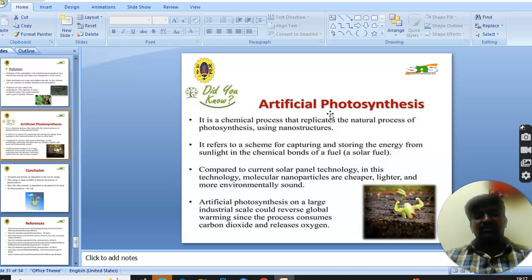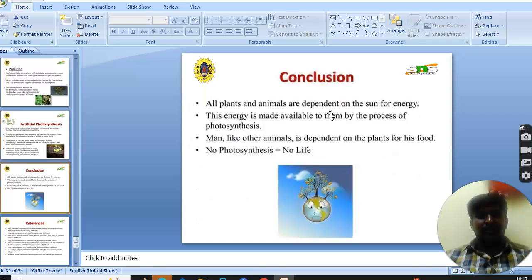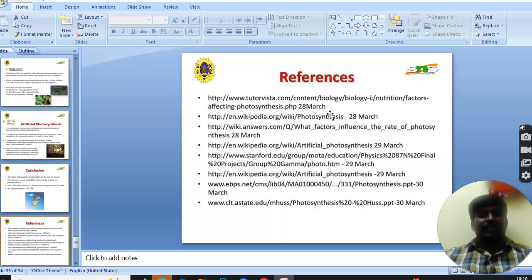Artificial photosynthesis on a large industrial scale could resolve global warming, since the process consumes carbon dioxide and releases oxygen. In conclusion, all plants and animals depend on the sun for energy. This energy is made available to them by photosynthesis. Man, like others, is dependent on plants for food. No photosynthesis is equal to no life. Thank you.